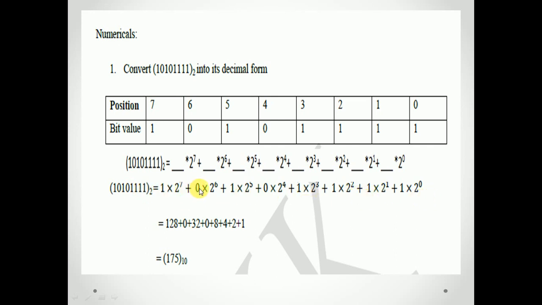1 into 2 raised to 7 plus 0 into 2 raised to 6 plus 1 into 2 raised to 5 plus 0 into 2 raised to 4 plus 1 into 2 raised to 3 plus 1 into 2 raised to 2 plus 1 into 2 raised to 1 plus 1 into 2 raised to 0.